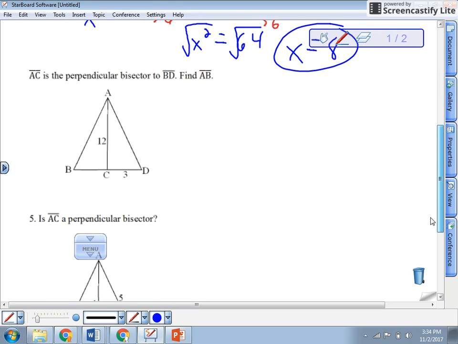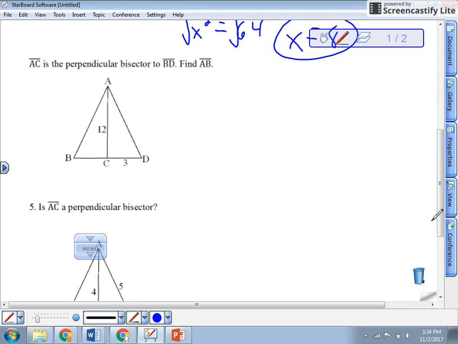So here's some problems that you'll see now. AC is the perpendicular bisector to BD, so we know that this is a right triangle. Find AB. Well, if we highlight AB right here, you can see that we've got a little right triangle that's forming right here. And since that side's 3, if we want to find AB, that'd be C of our right triangle, or I could put an X there.